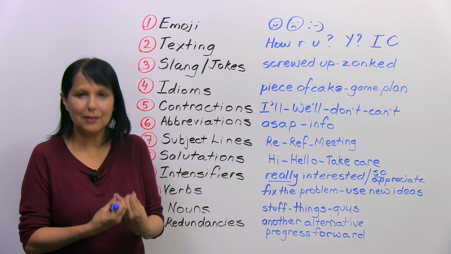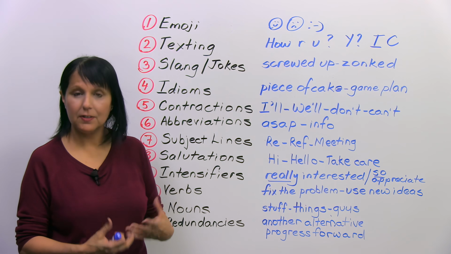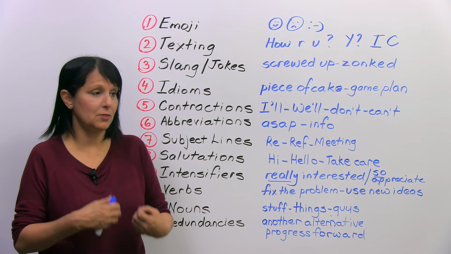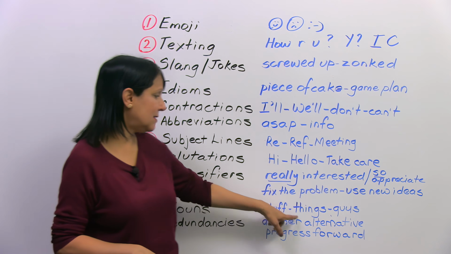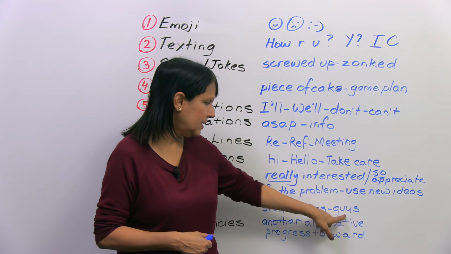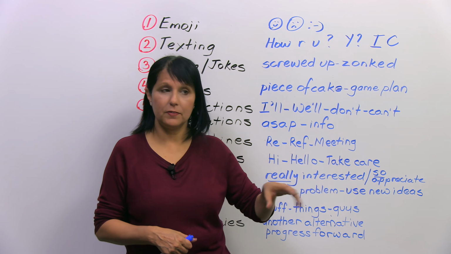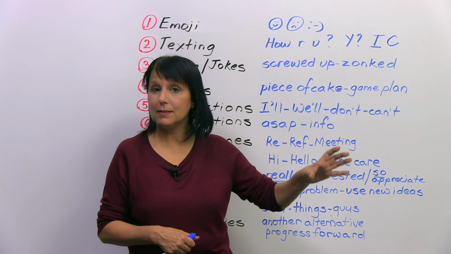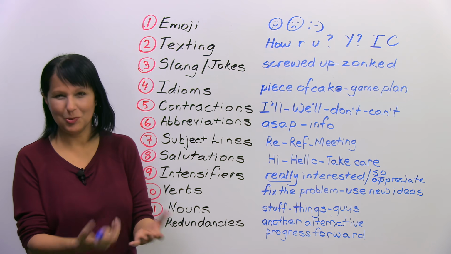Use the exact word. Instead of saying stuff, say material, say presentation, whatever it is you're talking about, say project. Instead of things, say equipment or whatever. Instead of saying the guys in the office, you can say my colleagues, my employees, my team. Okay, use a more professional word.